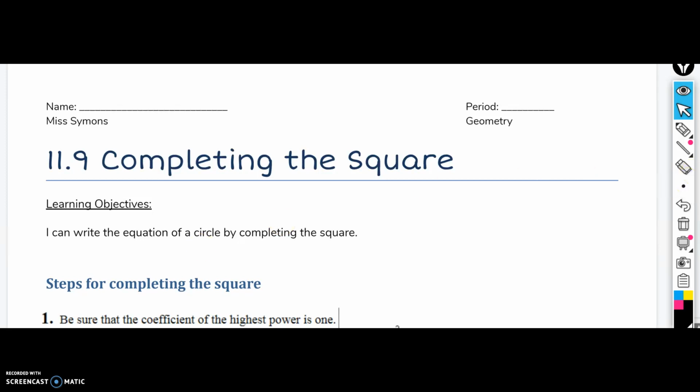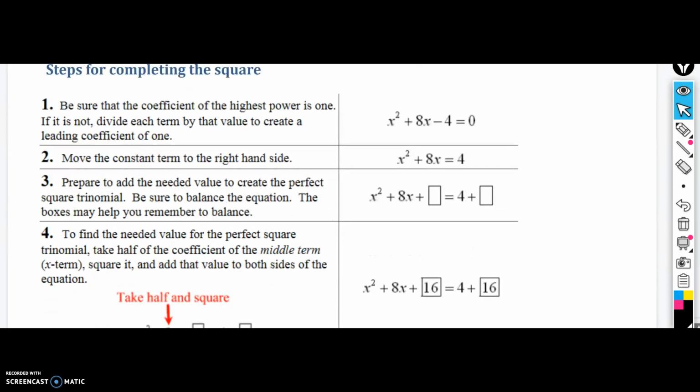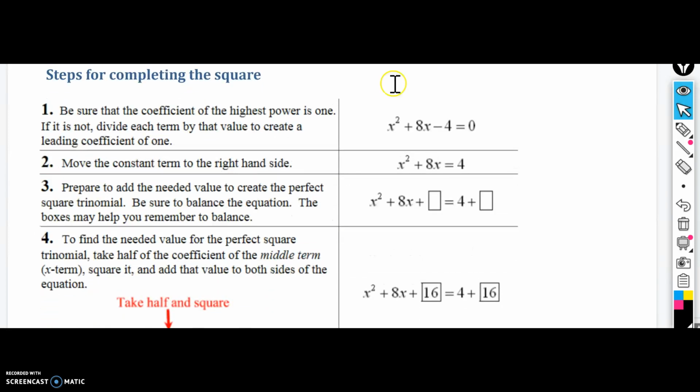On this front page, this is going to be a very short lesson, guys. On the front of this page are steps to completing the square. The very first thing that we always have to do is make sure that the lead coefficient has a power of 1 so that we can solve. In our case, it will always be like that. In Algebra 1, maybe not, but in this case it will. We're going to need to move any constant terms to the right-hand side to complete the square.